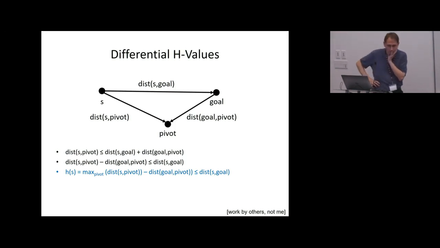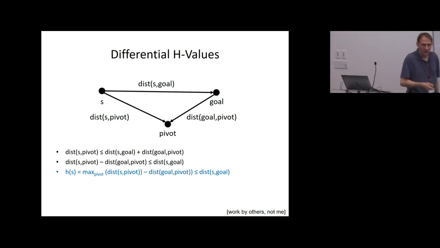So what is this? What you do is you pick one location in the terrain, it could be any location, and you call it a pivot. Now, if you want to calculate a heuristic of a location, like this location here, how would you do it? Notice that once you're given a goal, these things form a triangle. If it is really a directed graph, then you know that the distance from S to the pivot is less than or equal to the sum of the distances from S to the goal and from the goal to the pivot. It's just the triangle inequality.